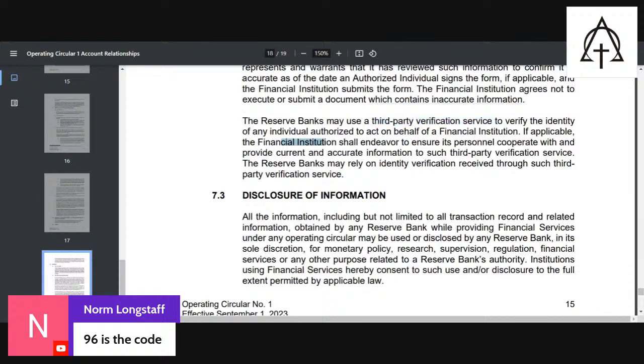If applicable, the financial institution shall endeavor to ensure its personnel cooperate with and provide current and accurate information to such third-party verification services.